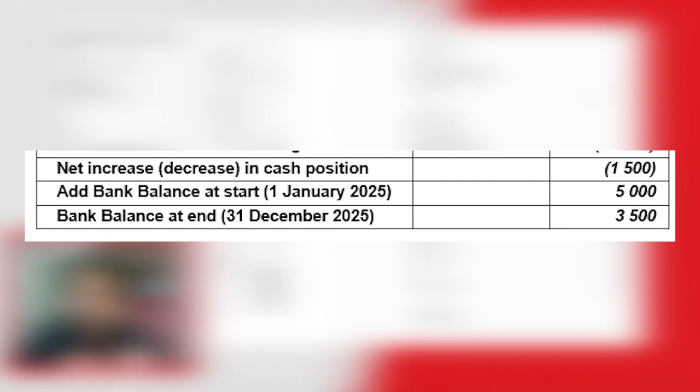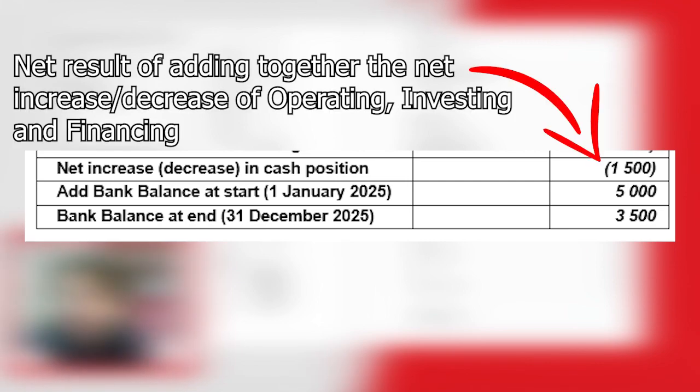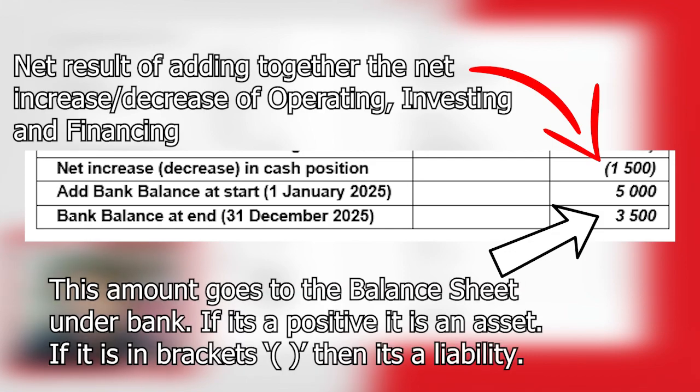That is just adding together the net cash flow from operating, net cash flow from investing, and net cash flow from financing, and going, cool, this is how much my cash position changed. We then add that onto the bank balance at start, and we receive a bank balance at end. It's a nice little summary. So a nice little quick cheat code now for your cash flow statement.